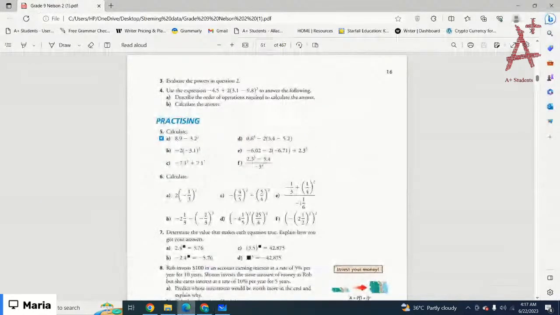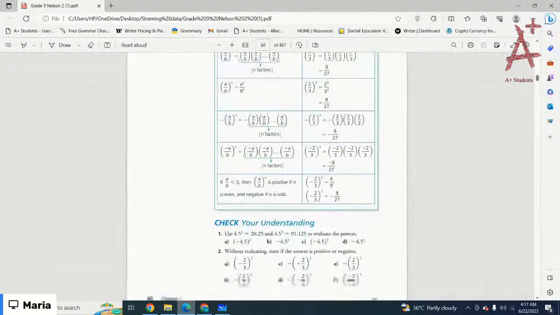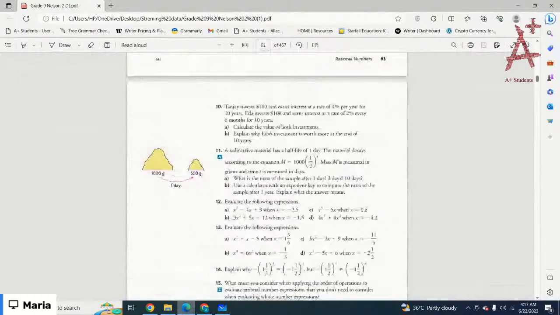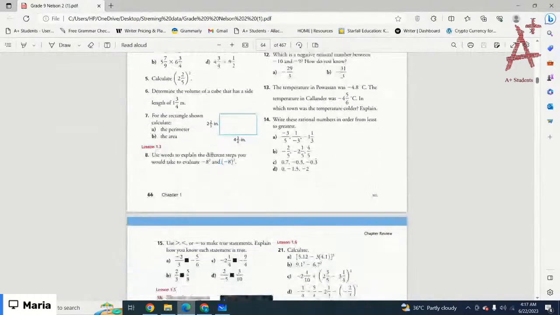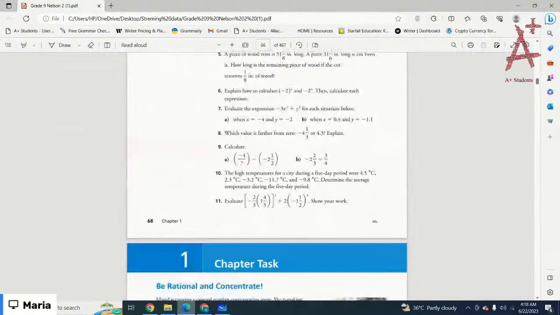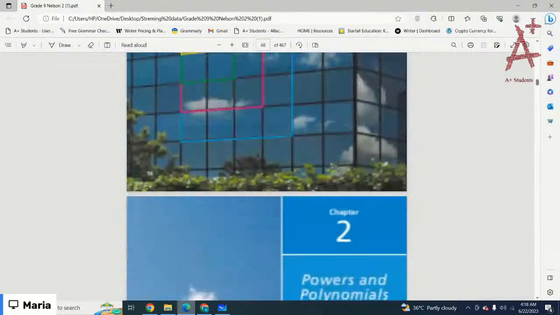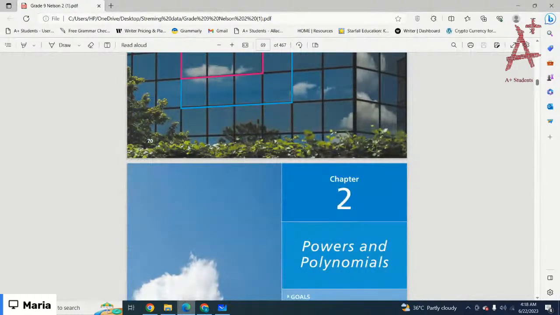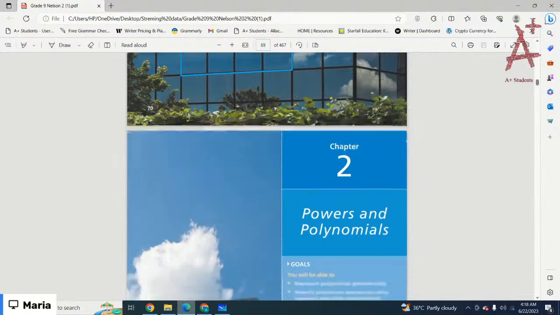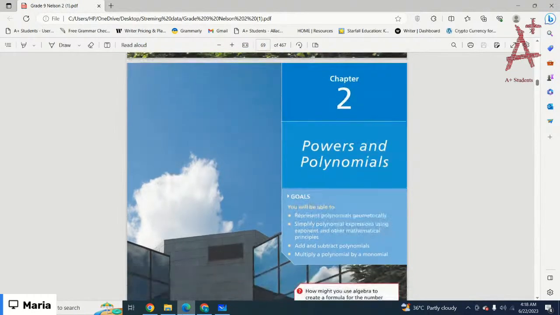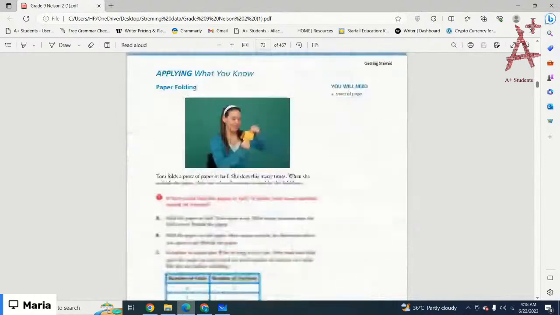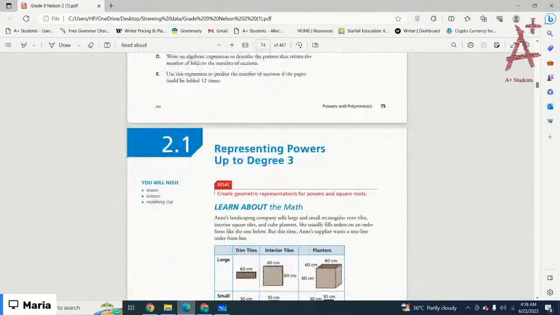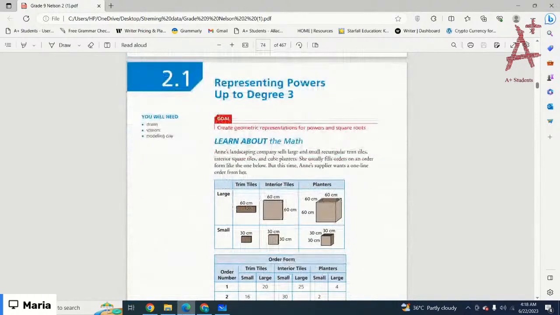Okay, you can complete the rest of the questions by yourself later today. So let me just move on to the next lesson. We're going to start the new chapter. The next chapter is powers and polynomials. Chapter 2, that is powers and polynomials. Let's just start with 2.1, that is representing powers to degree 3. Got it?